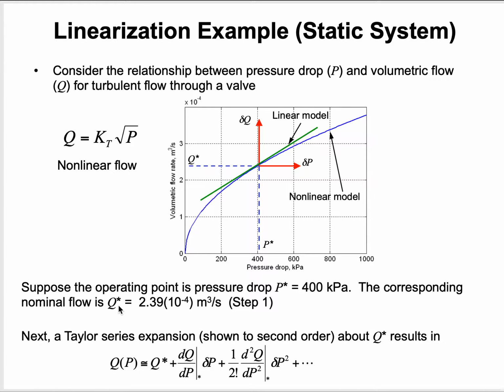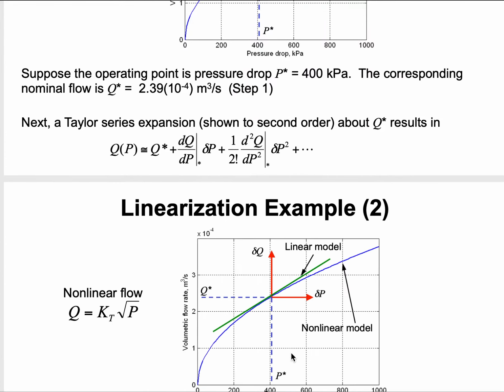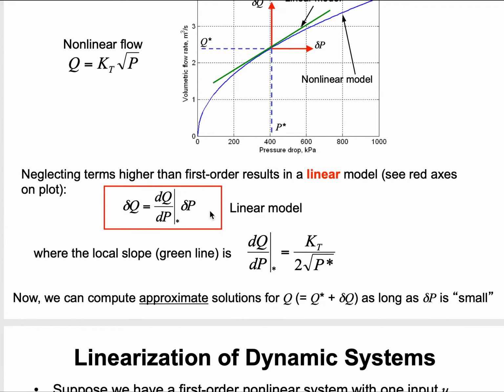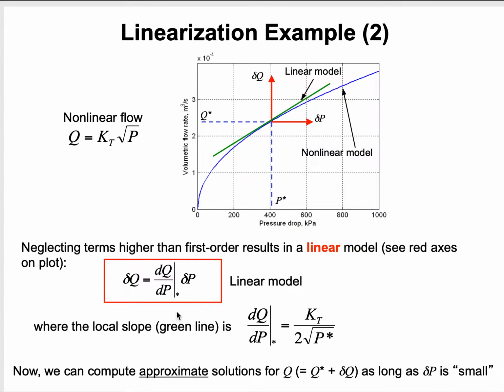We find the Q corresponding to that for a given KT. Then we write the Taylor series expansion of Q, which is a function of the pressure. This is Q star plus the derivative of Q with respect to pressure at the operating point times del P. That term is our linearized term. The higher order terms are cancelled, as you remember. So we have that equation. So that is our linear model.